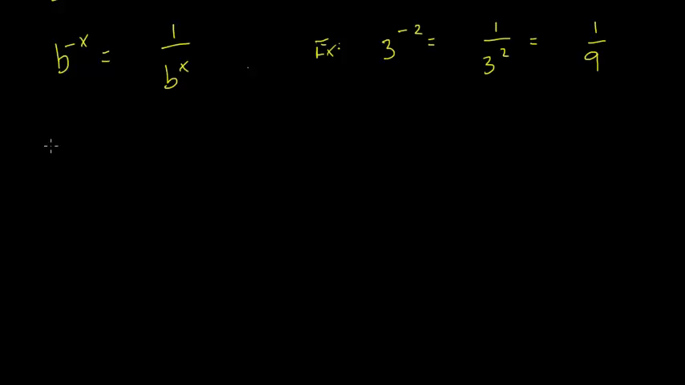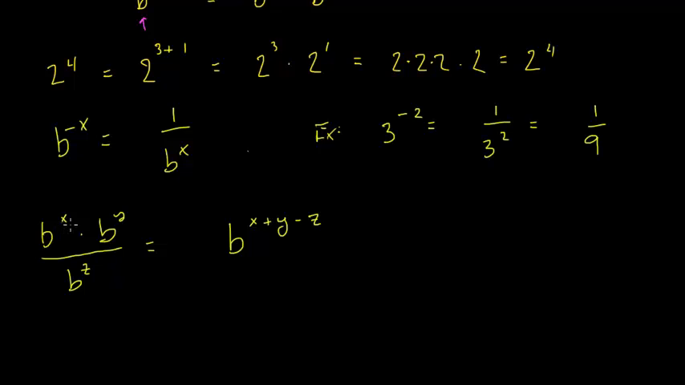Another property is just remembering that you can combine these. So I can look at b to the x times, say, b to the y, and divide the whole thing by b to the z. And what I actually get is b to the x plus y minus z, just by using these previous two properties. The multiplying of these two terms adds the exponents, and then dividing by the third term subtracts the exponent.